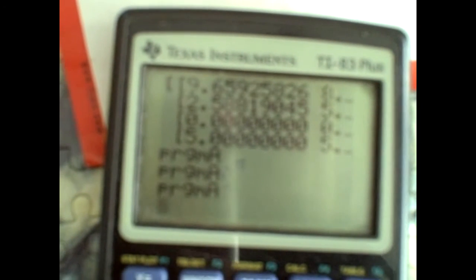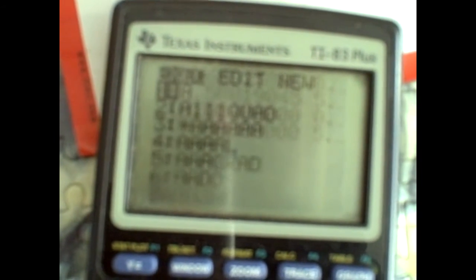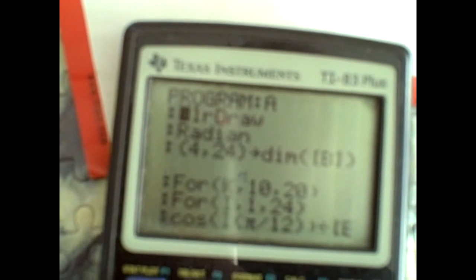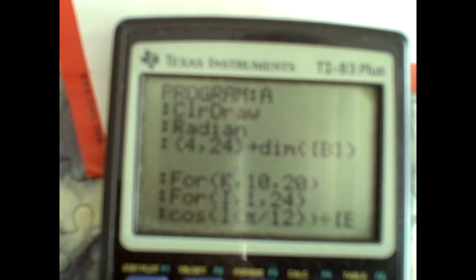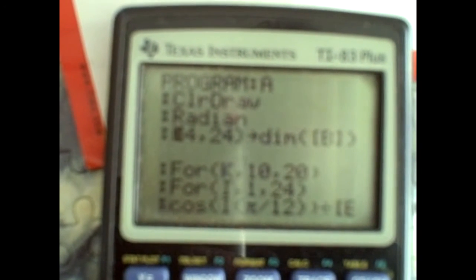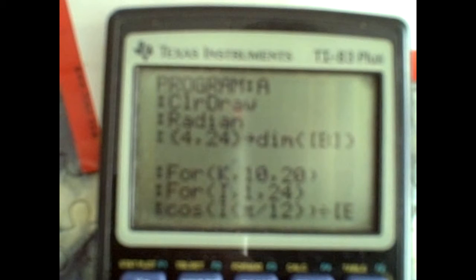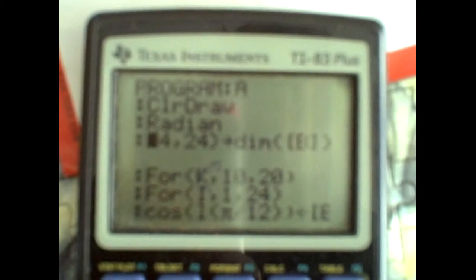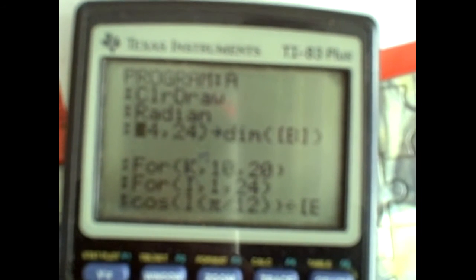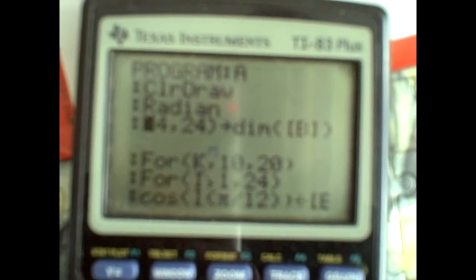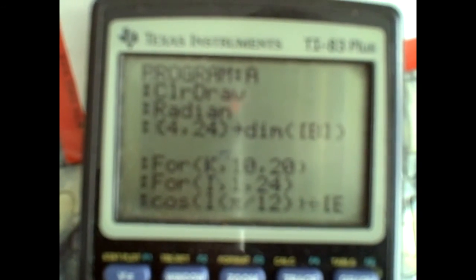Second quit. Go to Program, Edit. That's how long that program was. What it did is it actually began by clearing the screen, declaring that everything would be in radians, making a matrix. That's going to be X, Y, Z with a 1 dummy and putting it into matrix B. That's how you make a size of a matrix in TI Basic.